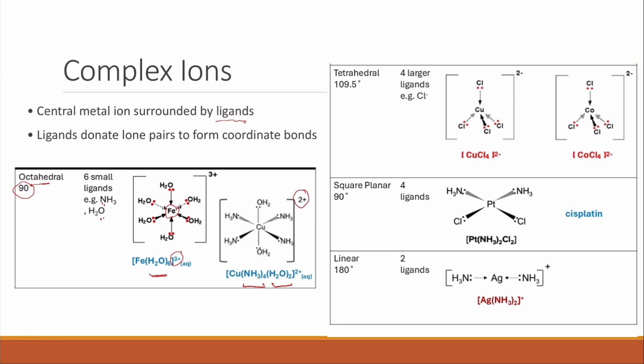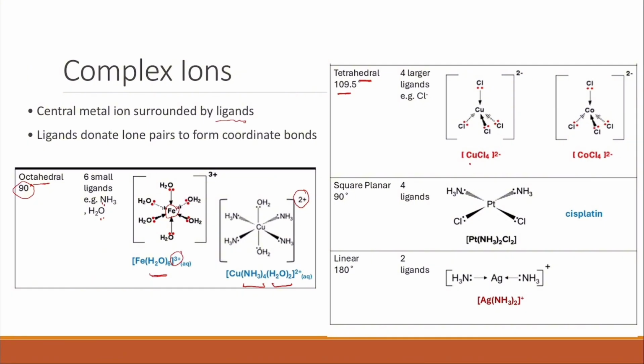If we have something like chloride, chloride also can act as a ligand, and chloride here is an ion. It's bigger in size, and the maximum number of chloride ions that can surround a central atom or a central ion is 4. So the maximum number of ligands around the central ion will be 4, and the shape here will be tetrahedral, and the bond angle will be 109.